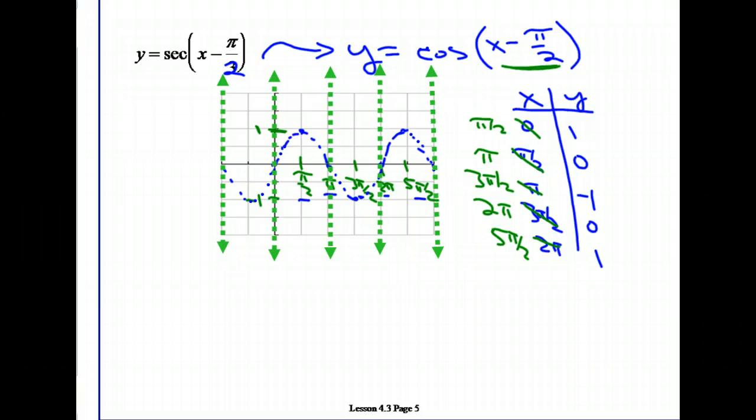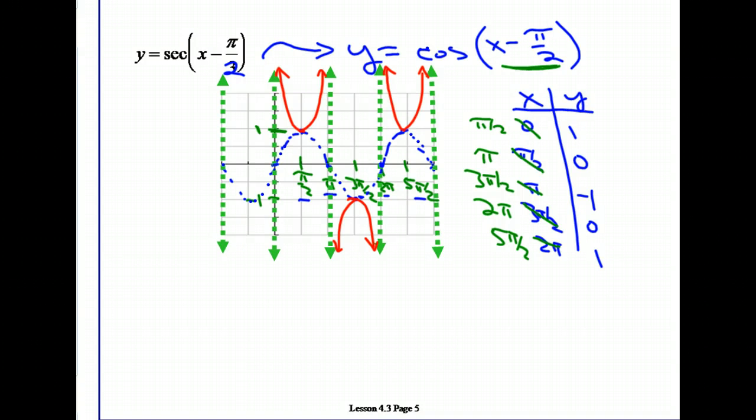So again, what did we just do? We looked at where our graph was 0. We knew we can't take the reciprocals of 0. So we sketched vertical asymptotes there. And what is my true graph, the one I'm trying to get? That looks like little loops coming off the top and the bottom of our graph. So this is the graph I'm looking for. This is the graph of y equals secant of x minus pi halves.